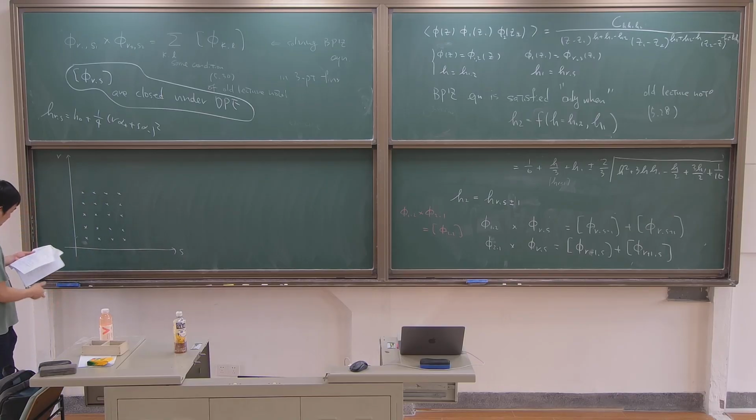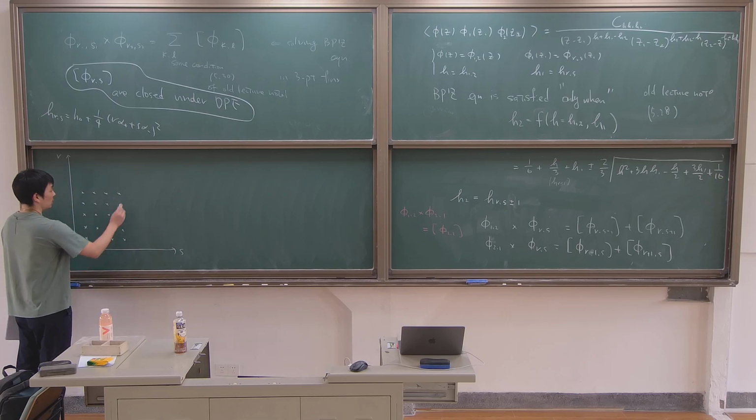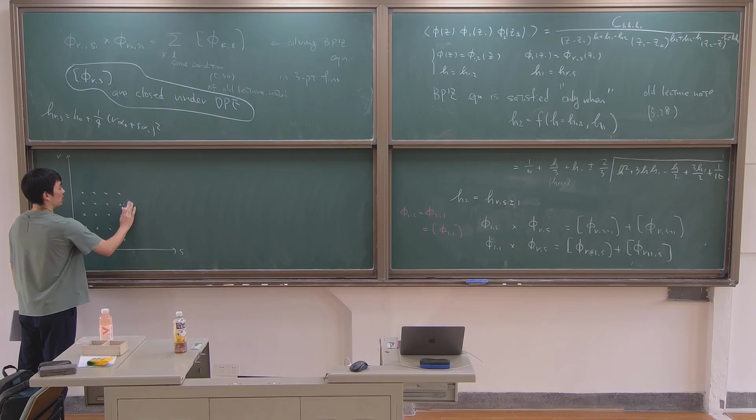Okay. The lattice becomes like this. At each point we have, for instance, this one: 1, 2, 3, 4. So here, for instance, this one corresponds to 5.